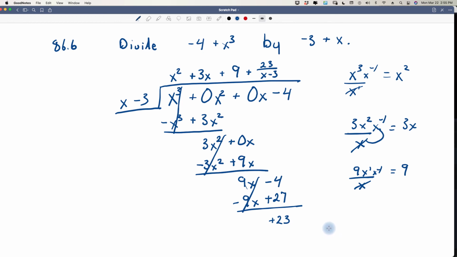All right, so I hope that you understand how to do division of polynomials by polynomials. If you still have problems with that, you can get with me per my previous instructions.